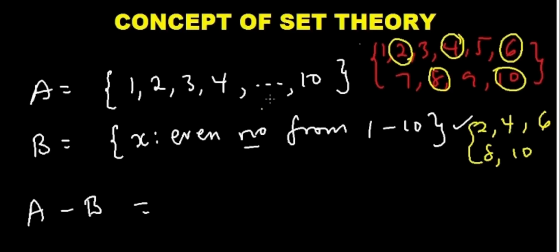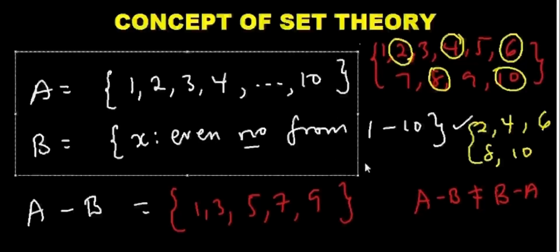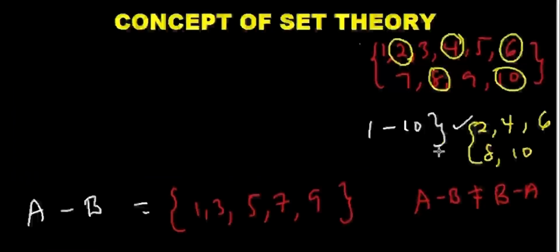So what are the ones remaining? We have just 1, 3, 5, 7, and 9. A minus B is found. But mind you, A minus B is not the same thing as B minus A. It is not equal to B minus A. Let's check that out, because we need to be very sure, because some students might make the mistake of thinking A minus B is the same thing as B minus A.